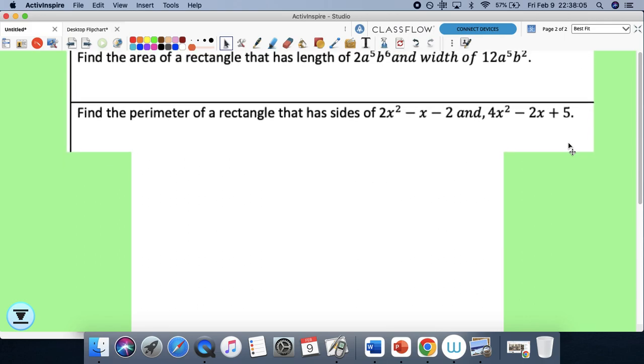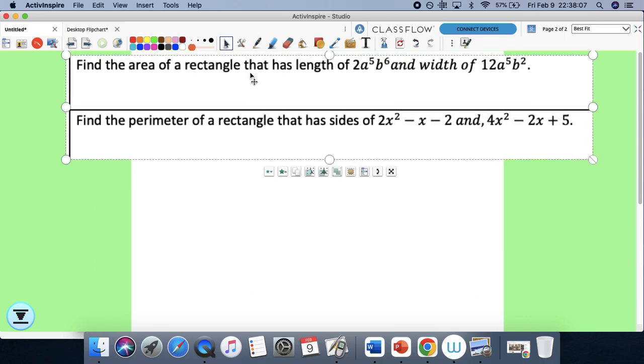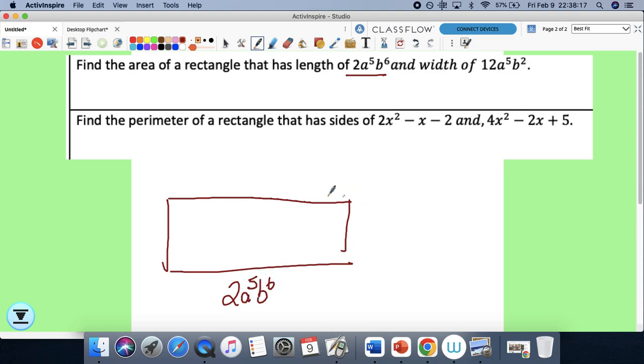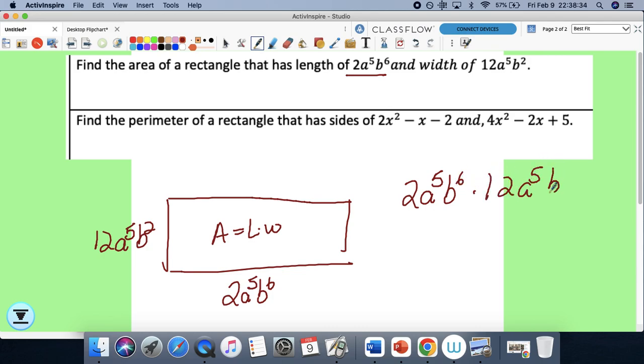Find the area of a rectangle that has a length of this and a width of that. Well, if you draw it out, it helps. So they say that the length is this guy here. It's 2a to the 5th b to the 6th. And they say that the width is 12a to the 5th power b to the 2nd. So area is length times width. So all we've got to do is multiply these two. So 2a to the 5th power b to the 6th times 12a to the 5th b to the 2nd.